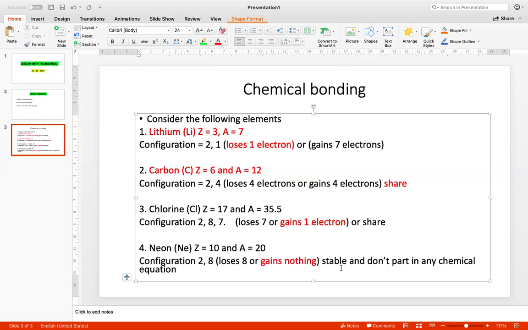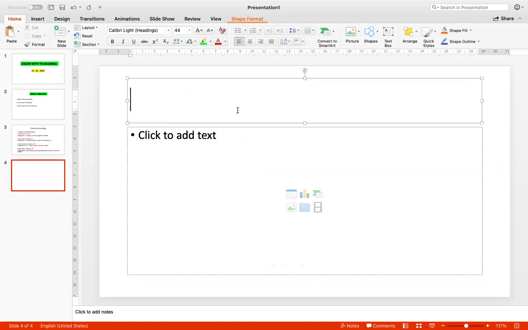Now let's give the summary. Are these the only elements that we can talk about? Is this the only representation that we can have? Nay. So let's go to the next slide.